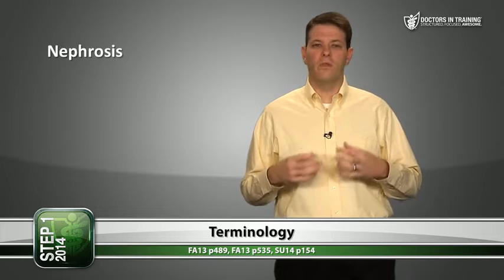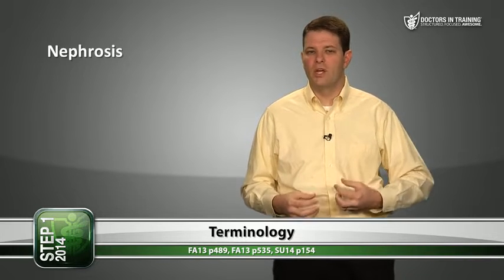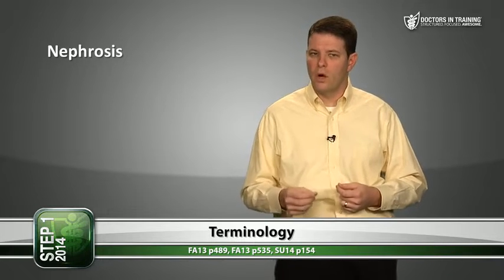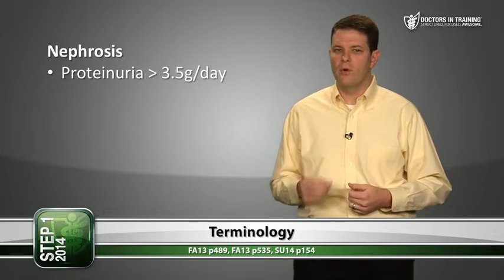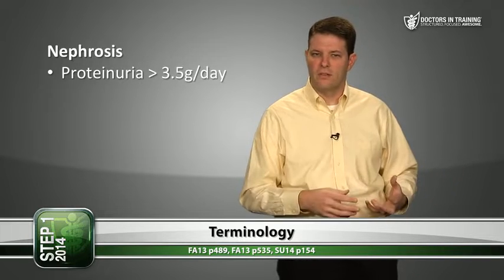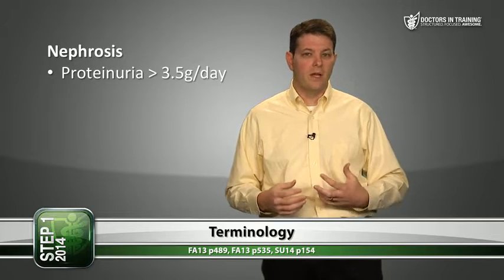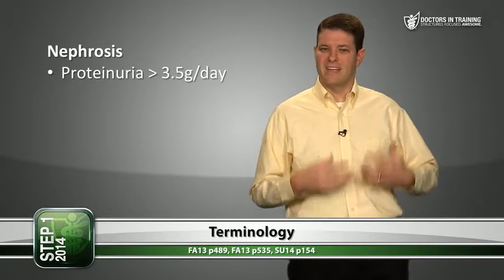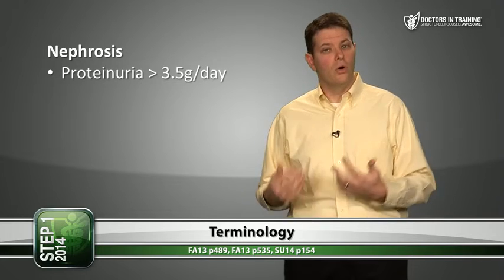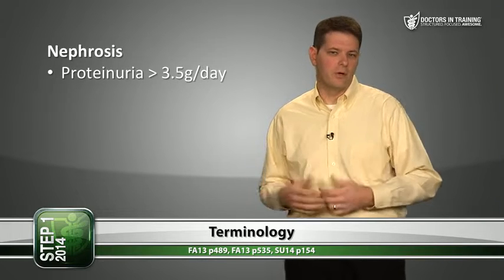Nephrosis means there's more than 3.5 grams of protein in the urine per day. That's a cutoff worth knowing. Proteinuria of more than 3.5 grams per day is nephrosis. Now, informally, we may call that heavy proteinuria. So anything above 3.5 grams per day is heavy proteinuria. Anything below 3.5 grams per day is called light proteinuria.